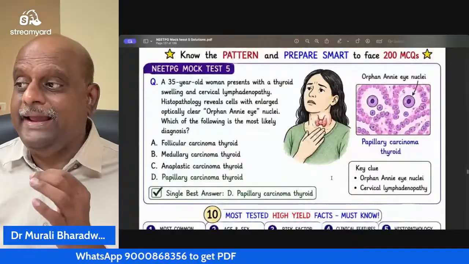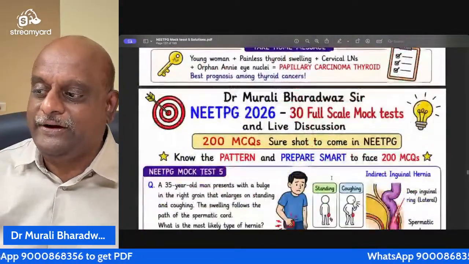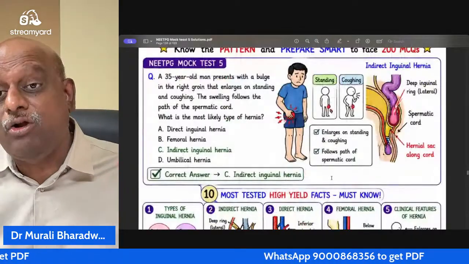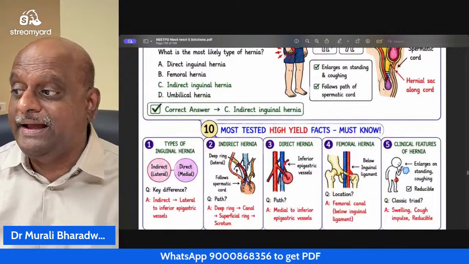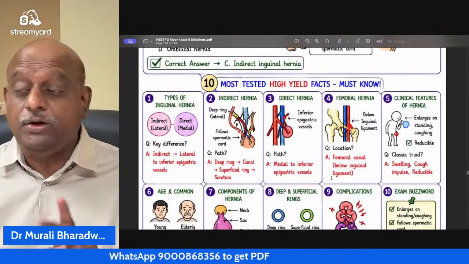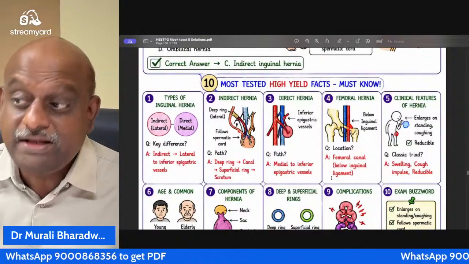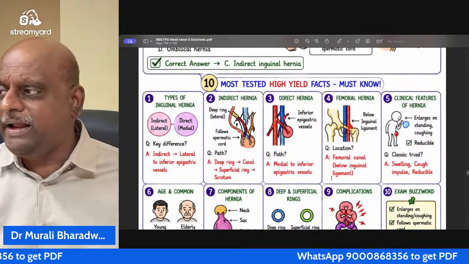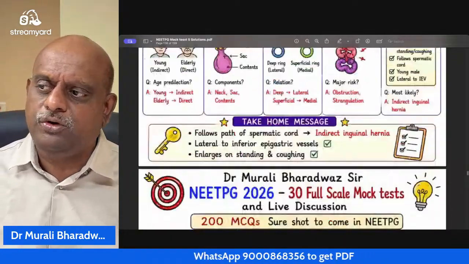Orphan Annie nuclei, classical of papillary carcinoma of the thyroid. So which type of hernia passes along the path of the spermatic cord, doctor? Indirect inguinal hernia. So direct is medial to the inferior epigastric vessels, whereas indirect is lateral to the inferior epigastric vessels. Hesselbach's triangle anatomy, everything you need to be ready and remember for tomorrow's exam.